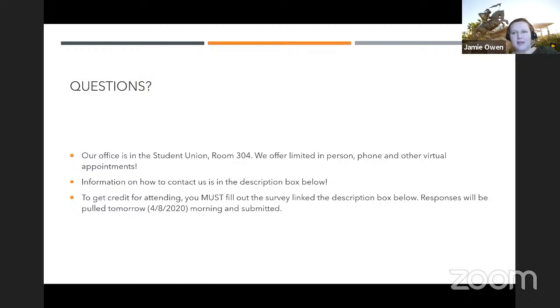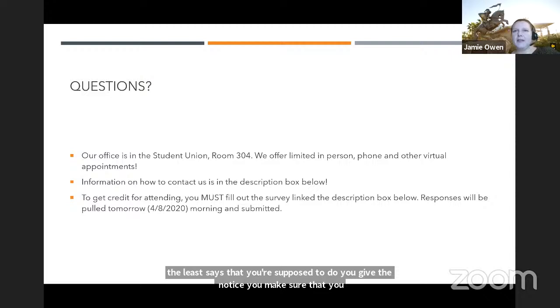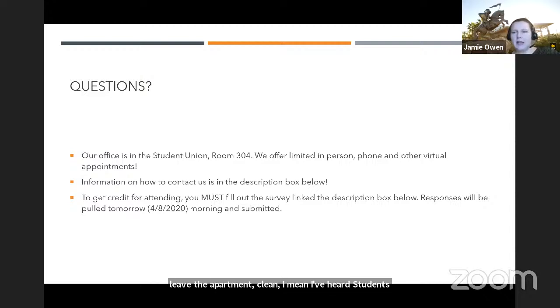And there are always lots of nuances to everything. Everything's very fact specific, but just make sure that you do whatever the lease says you're supposed to do. You give the notice. You make sure that you leave the apartment clean. I've heard students say, I cleaned the bathroom, I left it clean, and then I get a picture and the white tub is black. So make sure you actually clean and leave it clean, or you will be hit with charges, and sometimes they can seem a little high for what they are. But if that's what the landlord is paying, that's kind of what it is. And then you go from there.